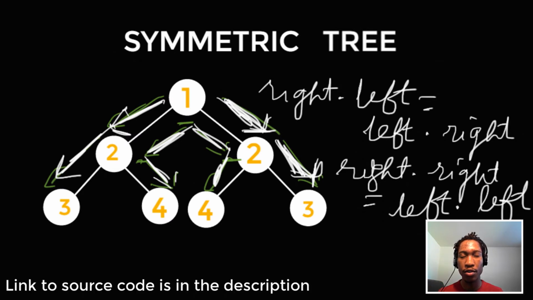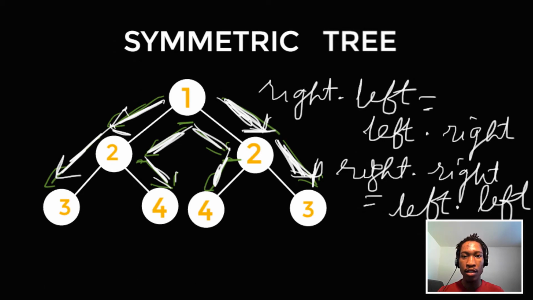Let's dive into the code. Oh wait, we have to talk about time and space complexity. All right, time complexity, pretty trivial, going through all the nodes in the binary tree. So it's O of n time, where n represents the number of nodes in the tree. And then for space complexity, we're doing recursive calls that go as deep as the deepest node. So space complexity is O of d space.